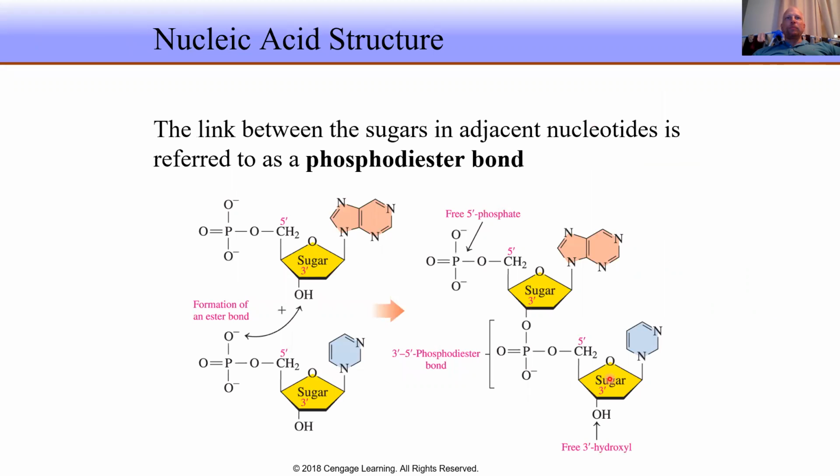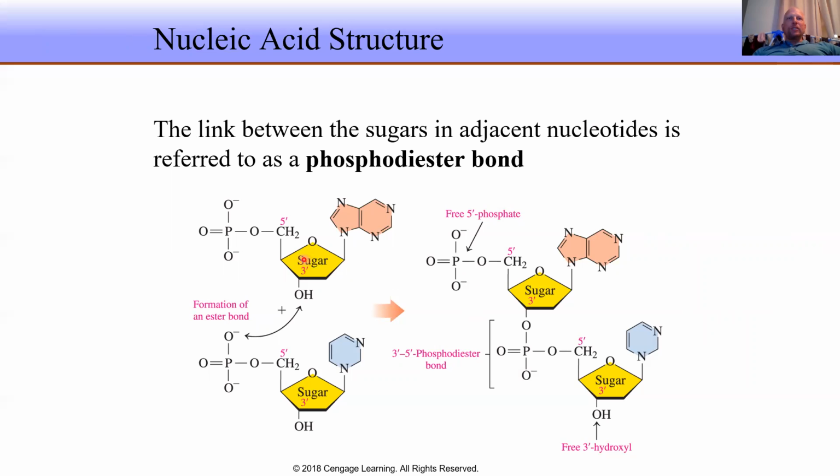So when nucleotides join together, they form a phosphodiester bond. So again, once more, we have the nucleotide here. Here's the hydroxyl group at the 3' position on the sugar. And here we have another nucleotide, and here's the phosphate group. So we get an ester bond as a reaction between these two groups, and we get the formation of a 3' to 5' phosphodiester bond.